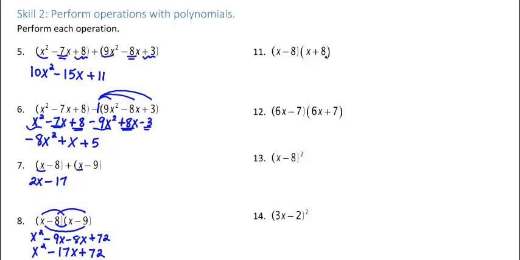x minus 8 times x plus 8, recall this is the product of conjugates. And so when we FOIL this out, x times x is x squared. x times 8 is plus 8x. Minus 8 times x is minus 8x. And negative 8 times 8 is negative 64. So remember that the middle terms are going to cancel to just give you x squared minus 64, which is the difference of two squares, which again results from multiplying conjugates.